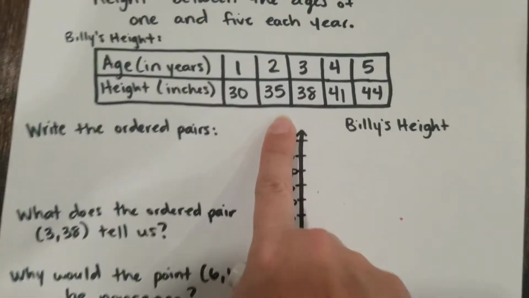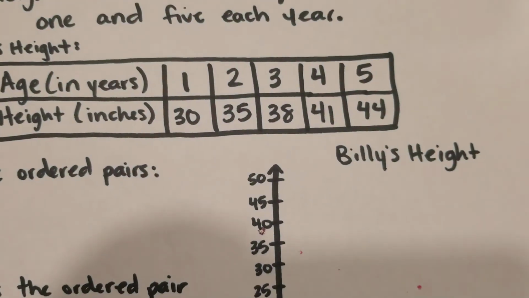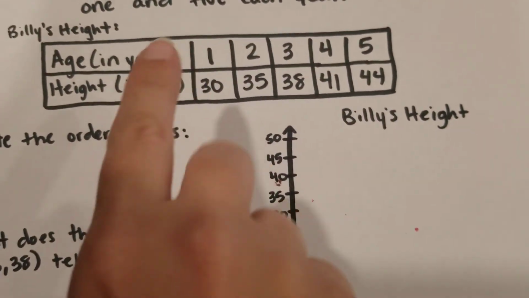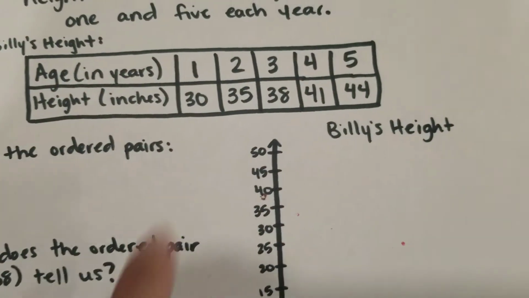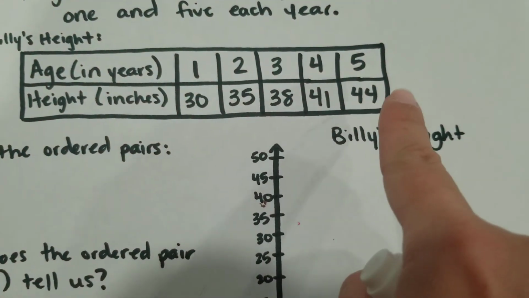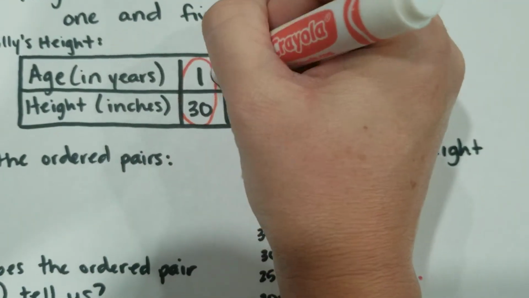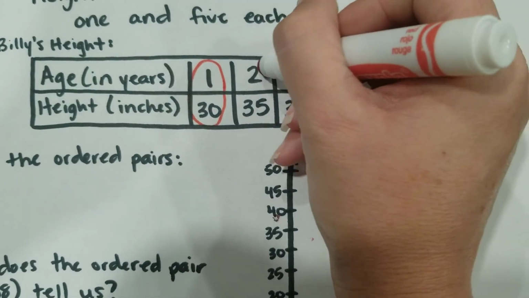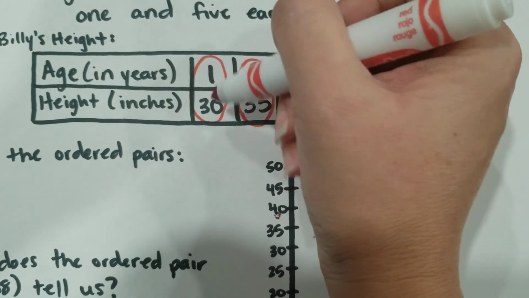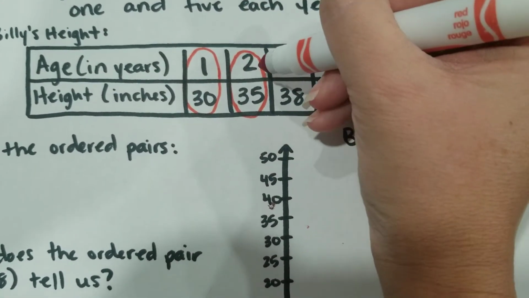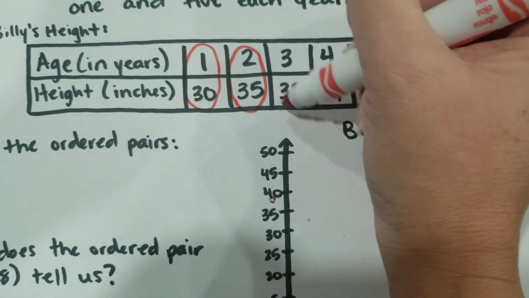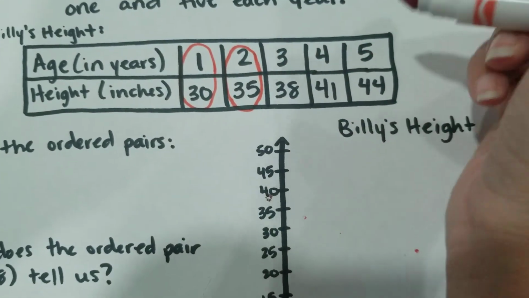So which ones are related? And this is a little different. Our first graph, it went up and down, right? It had numbers side by side that were related. This graph goes side to side. So the ones that are related are actually the ones that are above and below each other, because when he was 1, he was 30 inches tall. When he was 2, he was 35 inches tall. So these are our related pairs. We're going to pair them up like this.